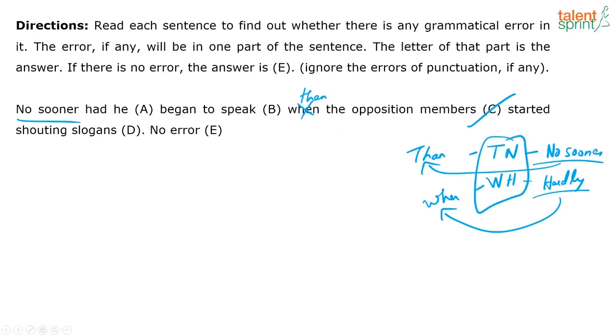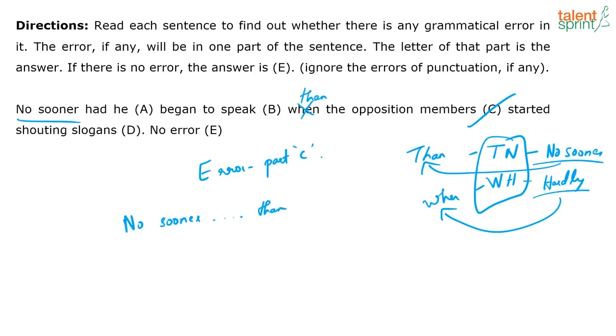I don't know if anybody remembers. This was, I think, in one of my free sessions, which is even available on YouTube. I don't know if you were part of that session or if you remember the tip, but this is how it helps me remember, because I always get confused. So the error is in part C, and that's it. I'm sure you understand this construction: no sooner than.